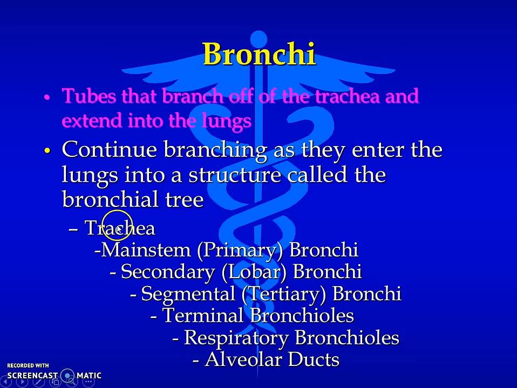So you start off with your trachea. Then you go down into the main stem, which is your primary bronchi. Then you go into the secondary, or the lobar bronchi, and then the segmental, the tertiary, and then the terminal bronchioles, and then respiratory bronchioles, and then down into the alveolar ducts. They just keep on breaking down until they get smaller and smaller and smaller.